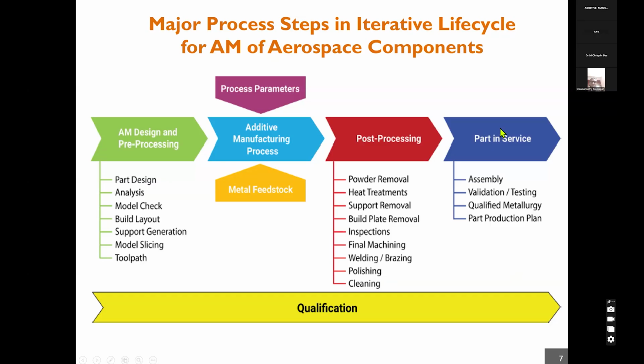And once the part has been put into service, there also we need to monitor what are the assembly requirements, and also we need to see how the metallurgy or the mechanical properties of the part that has been made through additive manufacturing behaves. And also we need to look into the part production plan once we complete all these aspects. So in all these stages, we have qualification involved at each and every stage before inducting the part into our program.